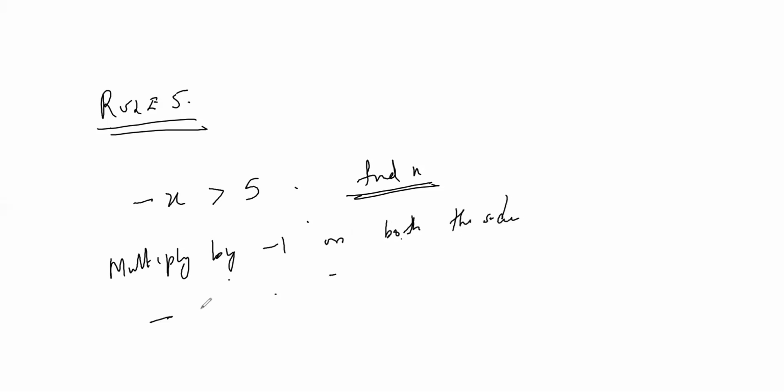So I'll get minus x into minus 1, plus x. Minus 1 into 5 is minus 5. So here I will reverse the symbol. That's all. So this implies x less than or equal to 5. So only with the above 4 rules we can play this game very beautifully. Correct?